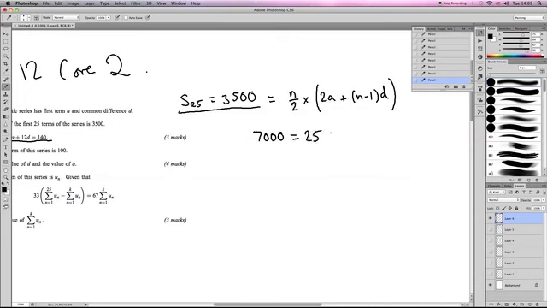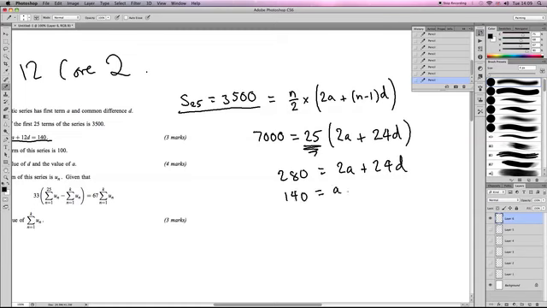So 25, and that's times by 2a plus 24d. Next thing I'm going to do is divide both sides by 25. So 7,000 divided by 25 gives me 280, and that's equal to 2a plus 24d. Last but not least, divide by 2, and that gives me 140 is equal to a plus 14d.